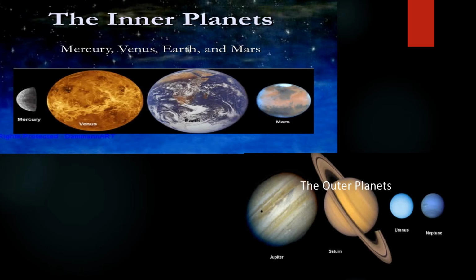The inner planets are Mercury, Venus, Earth, and Mars. On the other hand, outer planets are Jupiter, Saturn, Uranus, and Neptune. These are the inner planets and the outer planets in our solar system.